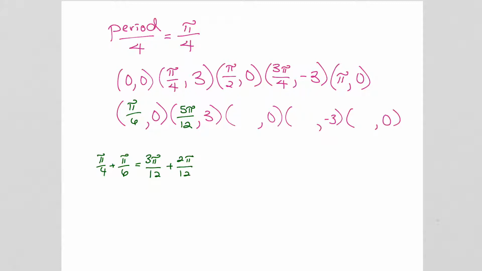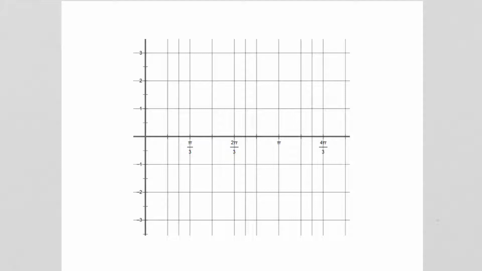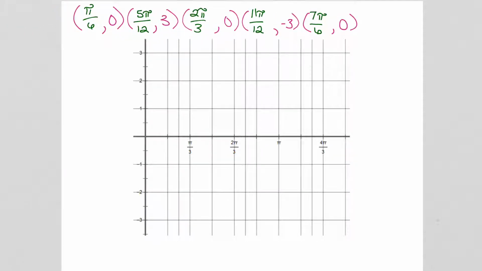Add another pi over 6, we get 2 pi over 3. Another pi over 6 is 11 pi over 12. And then another is 7 pi over 6. So these are our 5 key points. And what we're going to take over here to graph.